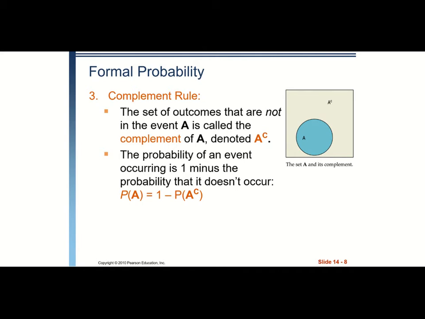So if we wanted to find event A, the probability of event A, we could take 1 minus its complement, or vice versa. If we wanted to find the complement of A, we could take 1 minus the probability of A.